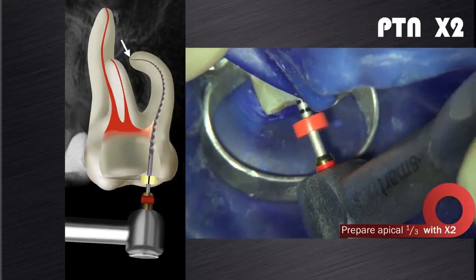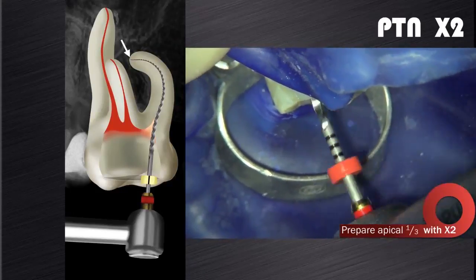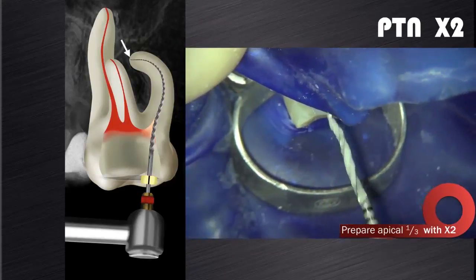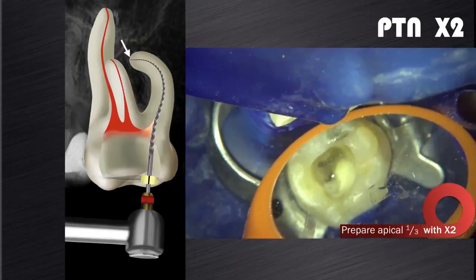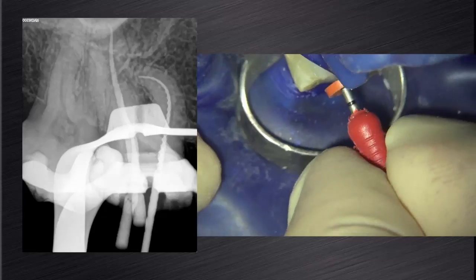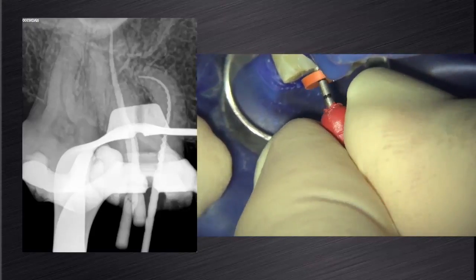We can now introduce ProTaper Next X2 again in a conventional way to prepare the apical third of the canal. We irrigate again and verify the canal shape with a size 25 nighteye hand file as we discussed previously. In this case I decided to obturate this curved root canal system with GuttaCore, and in this video you could see the fit of the verifier.